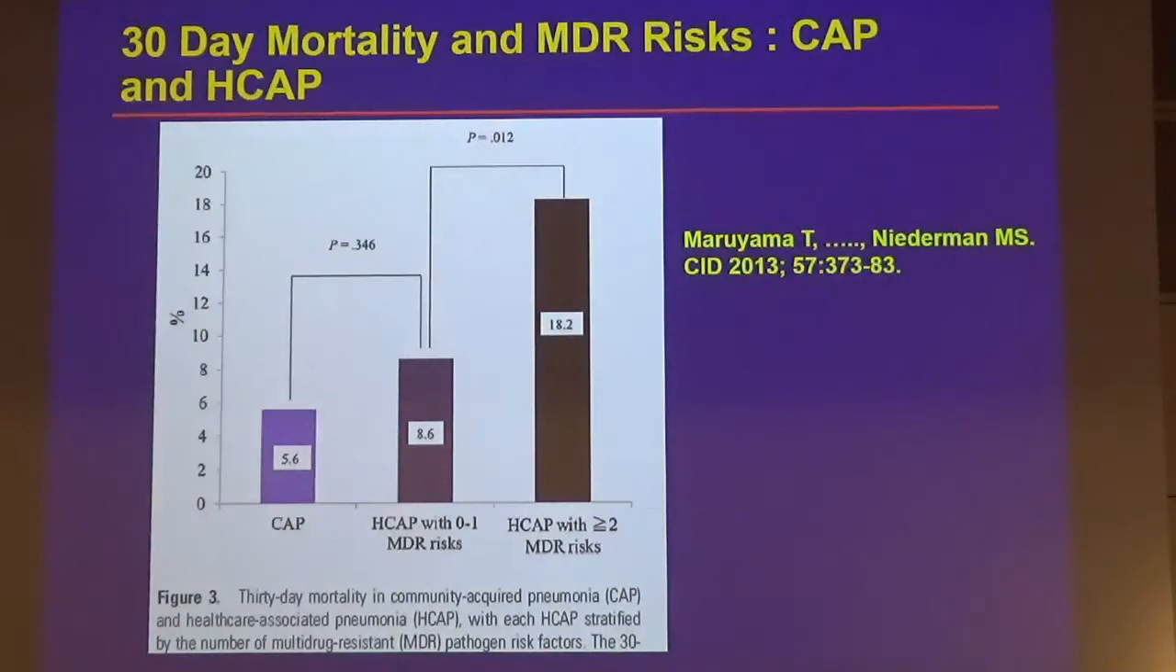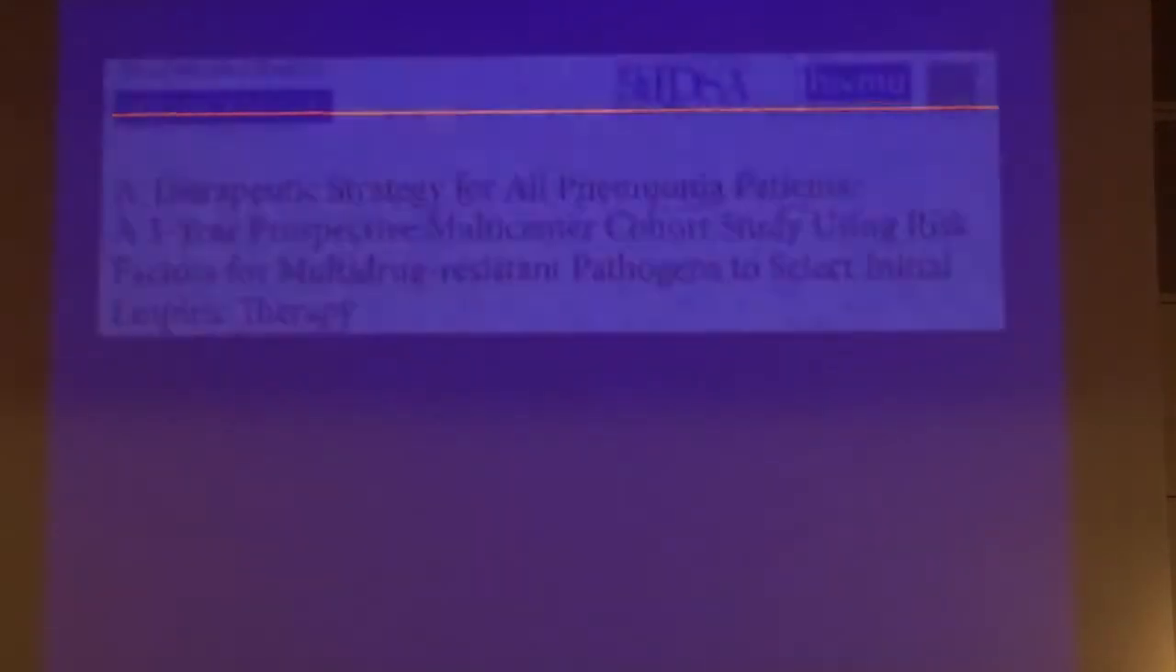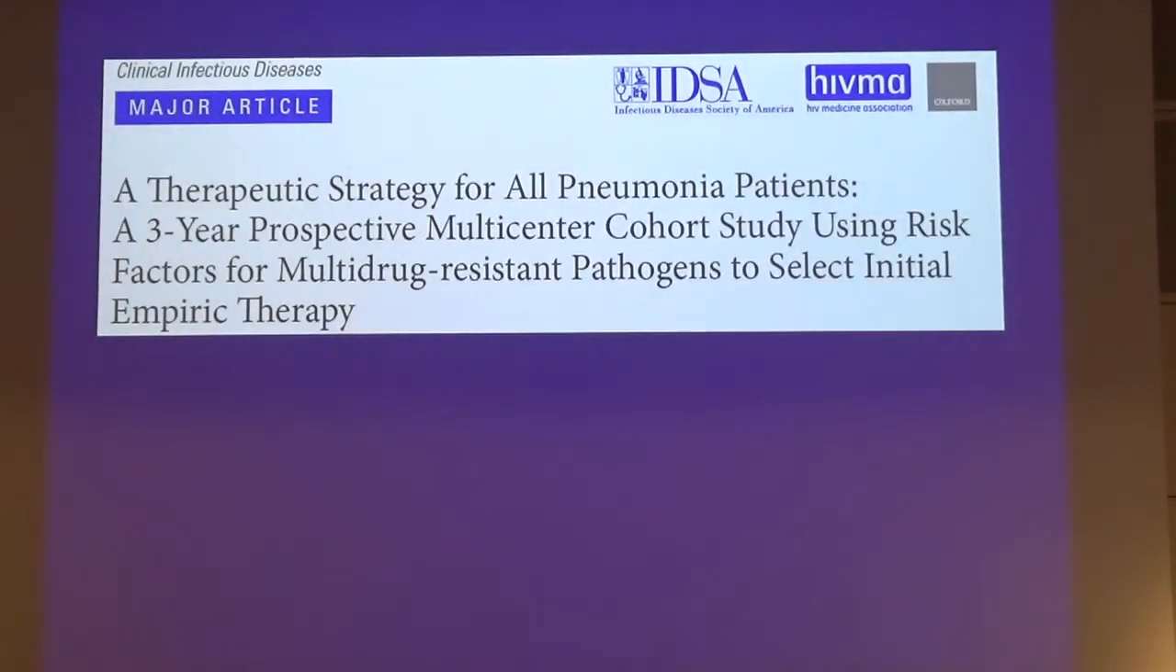Mortality, as you can see, was related to the number of risk factors for MDR pathogens. But again, this established for me the concept that we could develop an algorithm that could divide patients up, and use it to better identify who needed broad spectrum therapy and who didn't. So we just published this paper in CID this month. It was online for a few months. This was a therapeutic algorithm for all patients with pneumonia. It was a 3-year prospective multi-center cohort study done in Japan, developing an algorithm and following all patients.